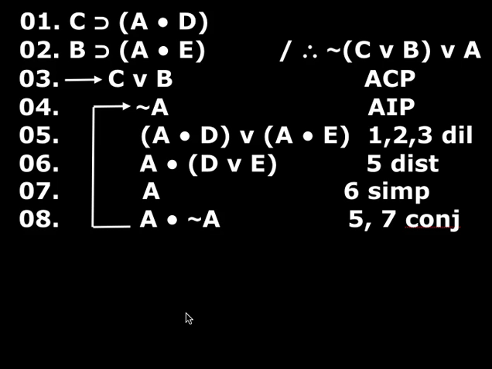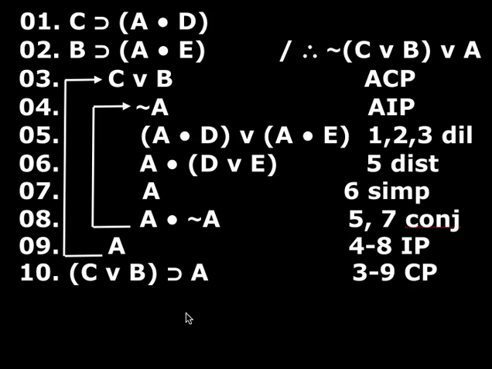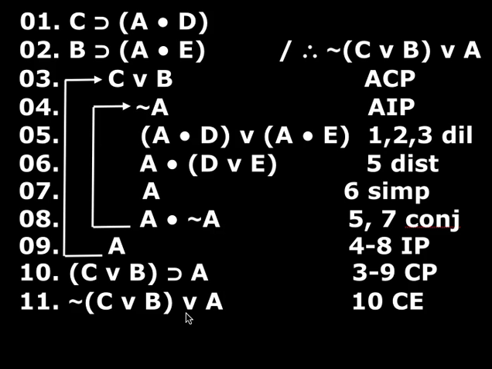Boom. Now the next line has to be the negation of my AIP. Well, AIP was A, so the next line has to be A. Well, that's what I wanted to close my ACP, my conditional proof. So now I'm going to close that off, and I get if C or B, then A, and that's by 3 through 9 conditional proof, which of course I knew I was going to get because I had this all planned out beforehand. And now I'm going to do conditional exchange on that to get the conclusion.